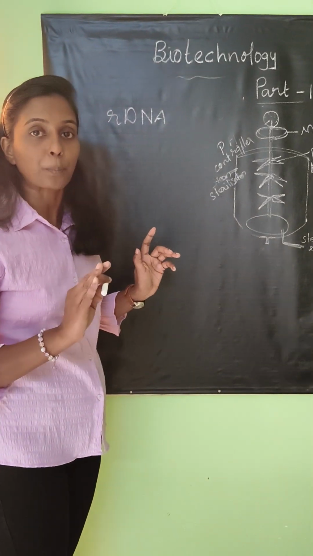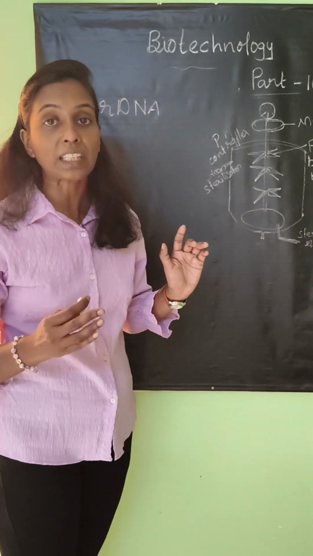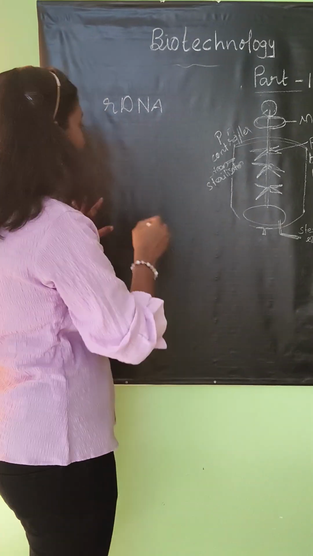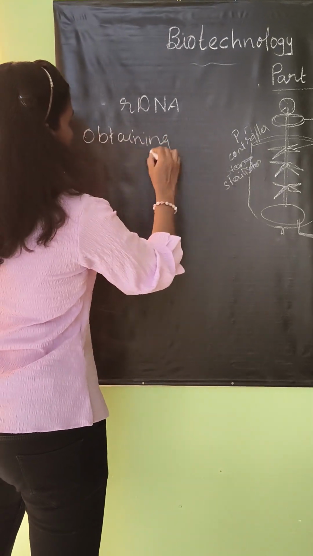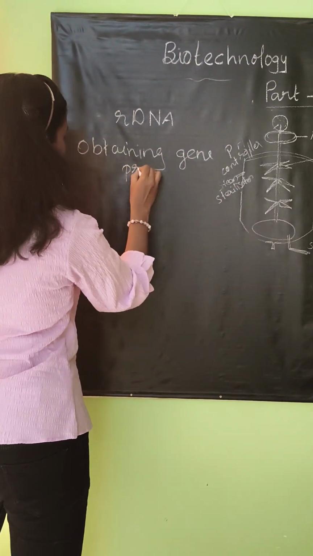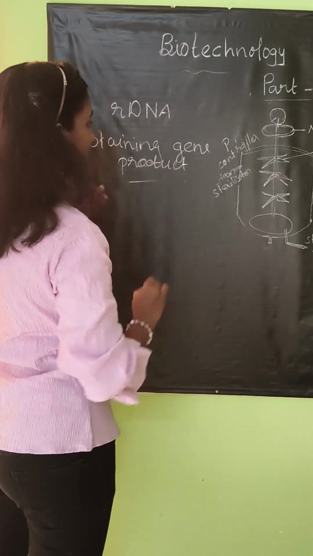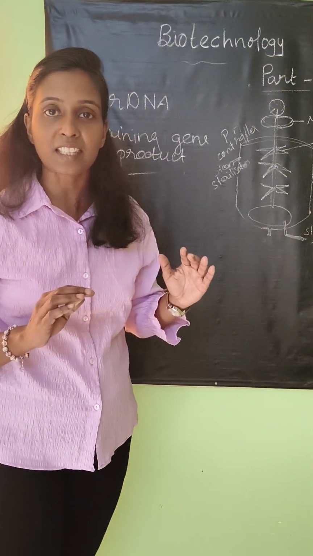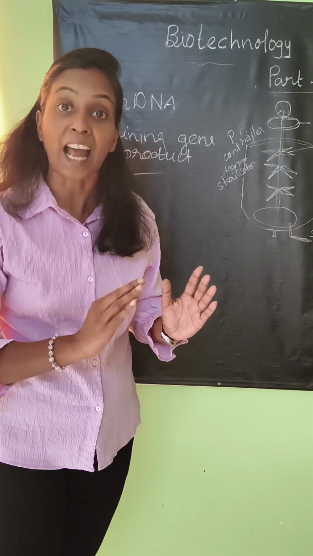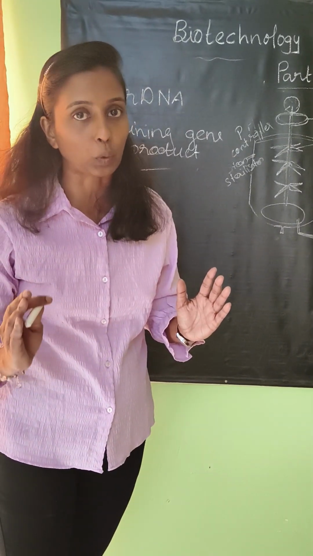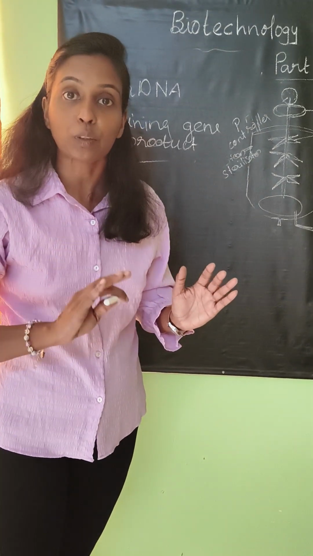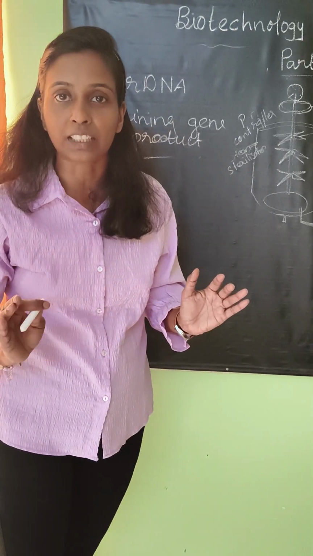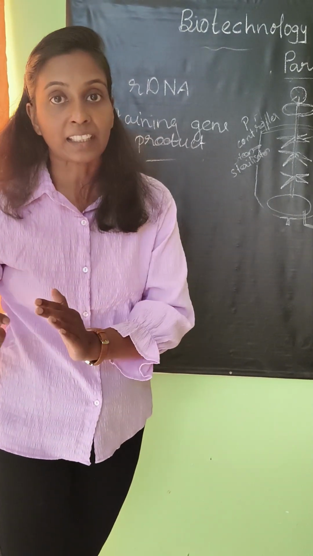Now the next step we can understand: foreign DNA, obtaining the foreign gene product. So actually with the help of this biotechnology, rDNA, we get the gene. But this gene has to be converted into the product, the biological protein. Then only it can express the character. So we have to convert this gene into protein. Then it is inherited and it can express the character.